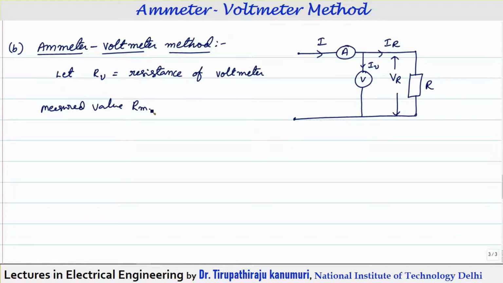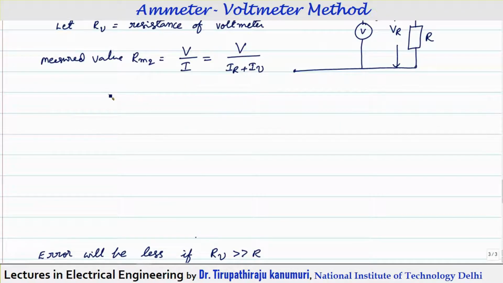So this is the second method. So I am writing as Rm2. M stands for measured and 2 is the second method. This will be the ratio of voltage measured by the voltmeter divided by current measured by the ammeter. So this will be equal to V divided by, what is the current? Current is the sum of two currents. One current is IR and the second current is the current passing through the voltmeter.